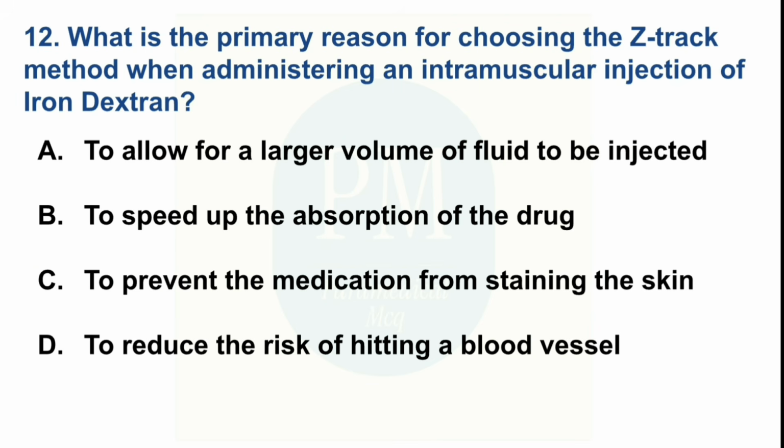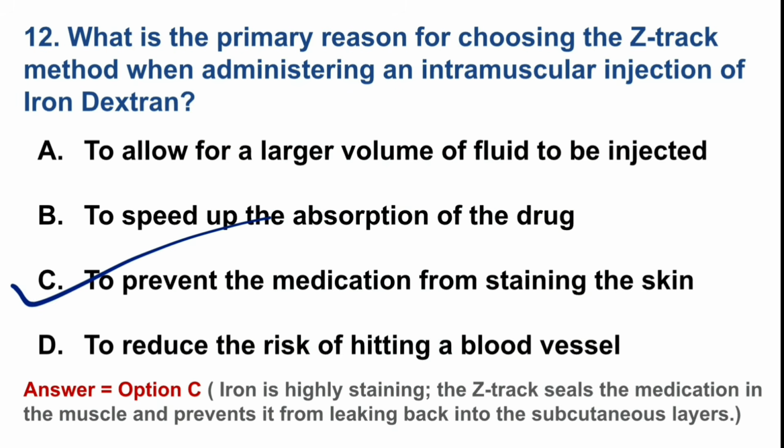What is the primary reason for choosing the Z-track method when administering an intramuscular injection of iron dextran? Option A, to allow for a larger volume of fluid to be injected. Option B, to speed up the absorption of the drug. Option C, to prevent the medication from staining the skin. Option D, to reduce the risk of hitting a blood vessel. The correct option is option C, to prevent the medication from staining the skin.